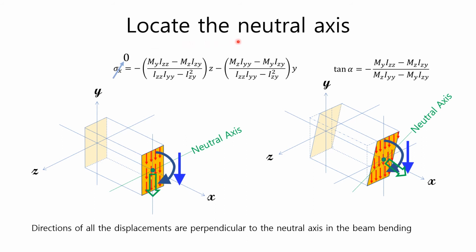How can we locate the neutral axis? In the neutral axis, the normal stress is equal to zero. Therefore, arranging this equation, we can get the equation of a straight line with slope tangent alpha. This line should pass through the centroid of cross-section. The reason why neutral axis is important is that directions of all the displacements are perpendicular to the neutral axis in the beam bending.